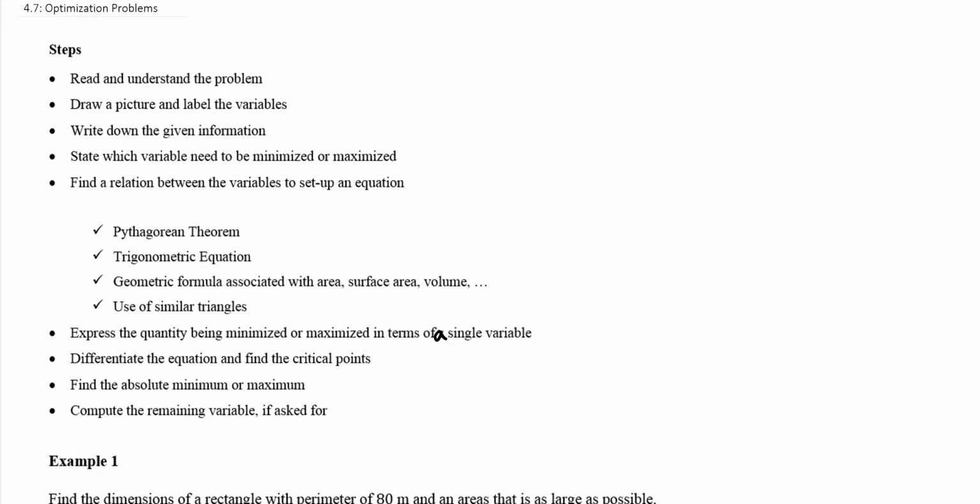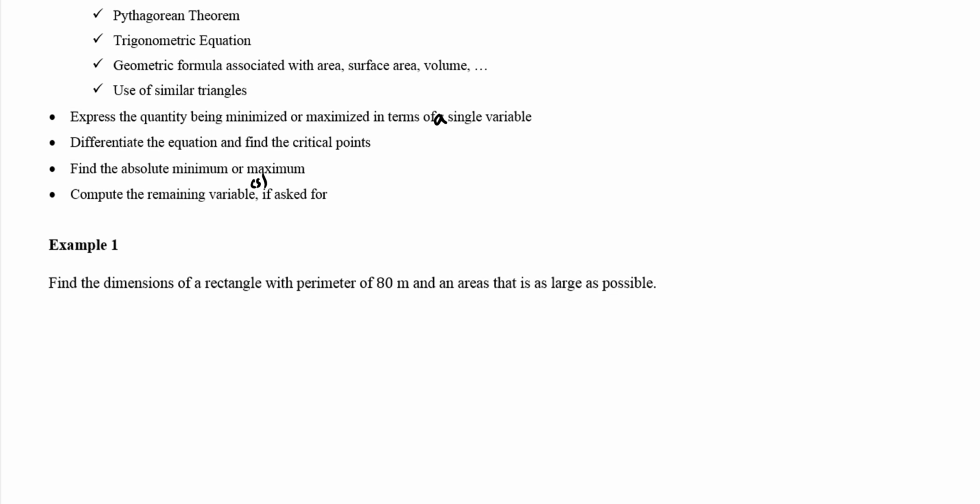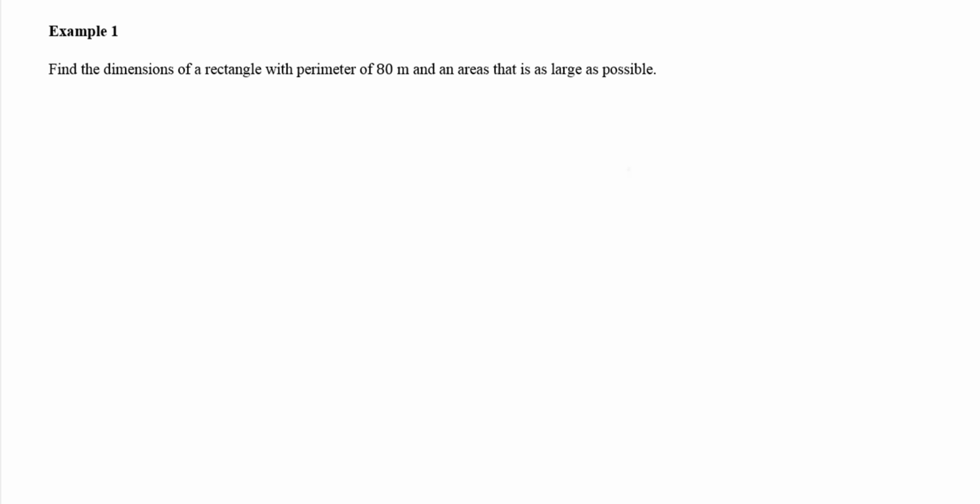From this point, when you find the min or max, we don't know which, after you set the derivative equal to 0, you need to make sure, and 99% of the time we're gonna be using the second derivative to check if the critical numbers that we got are those for minimum or maximum. So the second derivative test will help us to see that. And then compute the remaining variable or variables if needed. So let's look at the first example here.